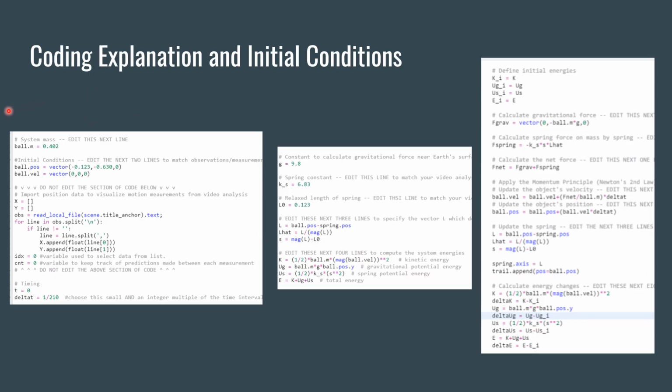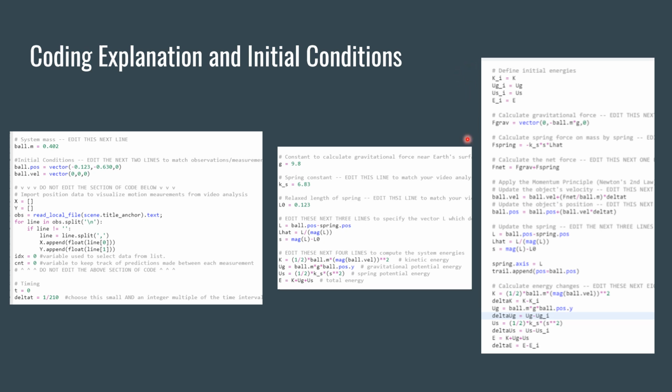So here's the coding. So right here we have the initial conditions which were taken from the video. In the middle section we have the gravitational constant, spring constant, and relaxed length of the spring, which was also taken from the video. Then we have calculations to find L, L hat, and S right here. Then we also have the calculations to find the energy values, including just the total energy. And finally here we define that as the initial energy.